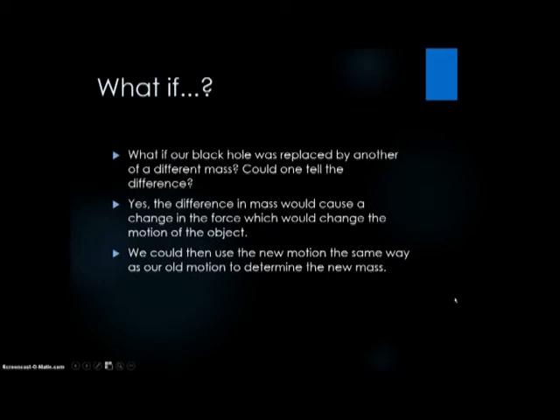And what if our black hole was replaced by another of a different mass? Could we tell the difference? We could tell the difference because our mass would cause a change in the force, which would then cause a change in the motion of the object. That change in the motion, we would then use just how we did the motion in this lab. We'd observe the new motion and calculate the new force, and then use that to calculate the new mass.